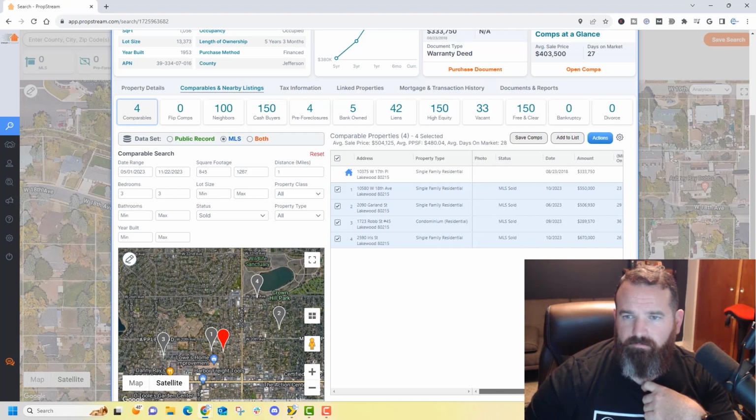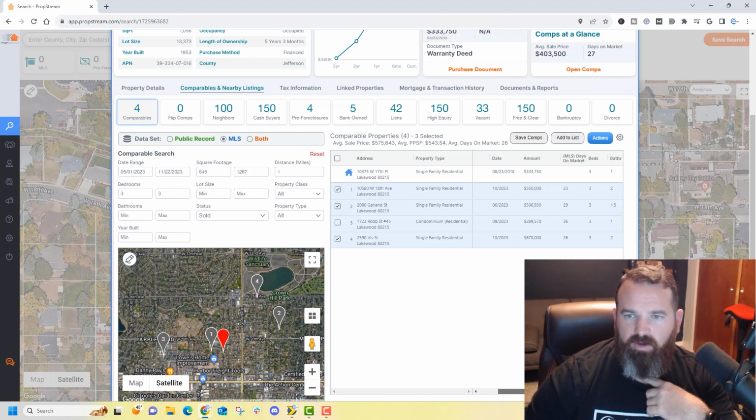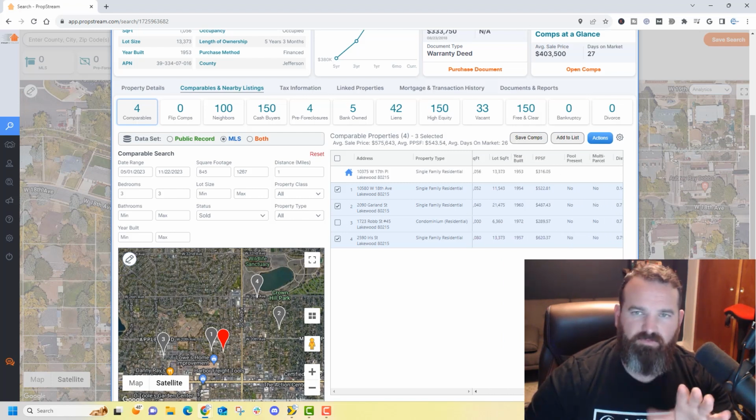And as you can see, sold for 550, 506, 289, 670. So this one, 289, it's a condo. Let's take that one out. Okay, so there we go. I was like, man, what is off that makes that one so much lower? So that's the stuff you've got to look out for.